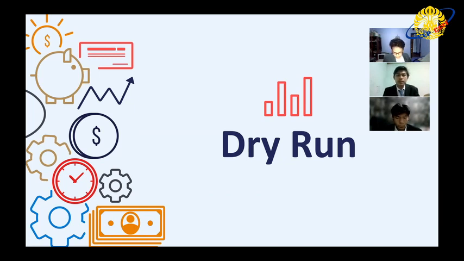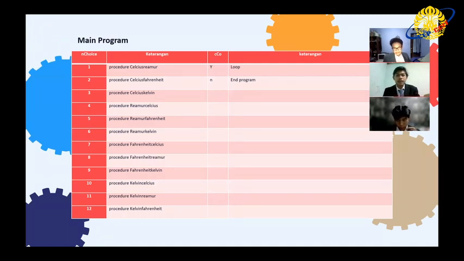Dry run. And this is our main program dry run. The first choice is procedure Celsius Reaumur, and the CCO is Y, with the description loop. The second choice is procedure Celsius Fahrenheit, the CCO is N, and the description is end program. Then the next can be the same as number 1 and number 2.